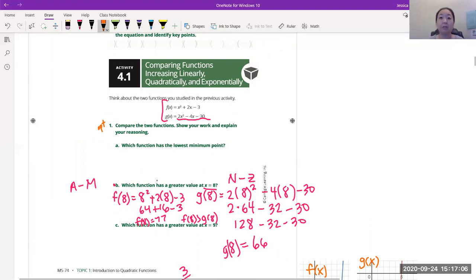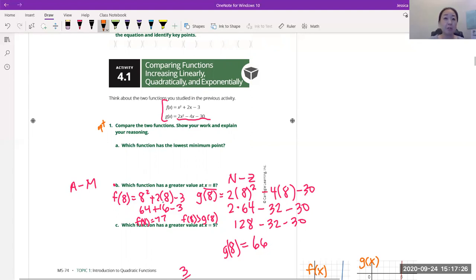So let's find out. Okay, so f of 8, we're going to put in 8 for both functions. So we're going to go f of 8, also g of 8. We're literally just plugging in 8 anytime we see an x. So for f of x, anytime we see an x, we're pulling out that x and putting in an 8. Okay, substitution.